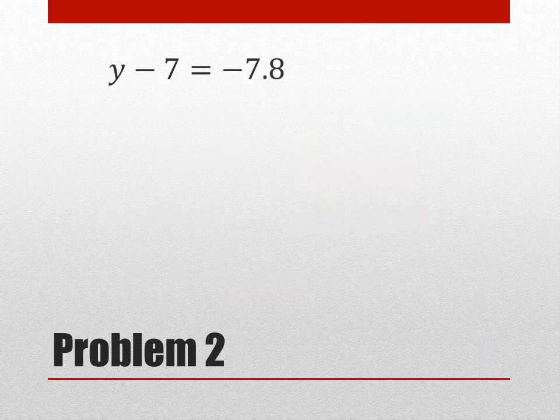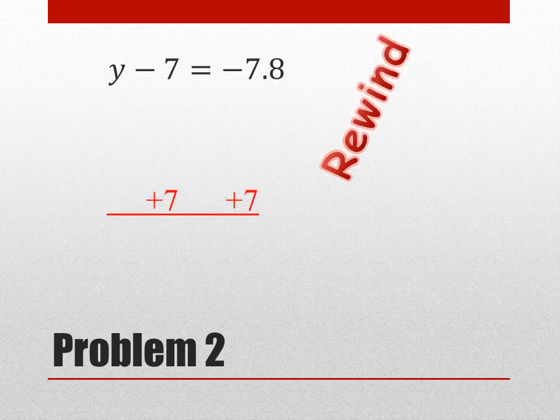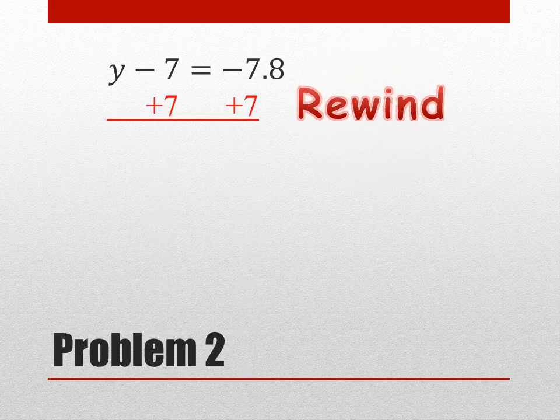Okay, our next problem is y minus 7 equals negative 7.8. So the first thing that we have to do, you guessed it, we have to rewind. So if we were to rewind, the one that we want to rewind and do is this minus 7. So if we were to work backwards, instead of taking 7 away, we're going to add 7 to both sides. So if I add 7 to both sides, that leaves me with y equals negative 0.8.